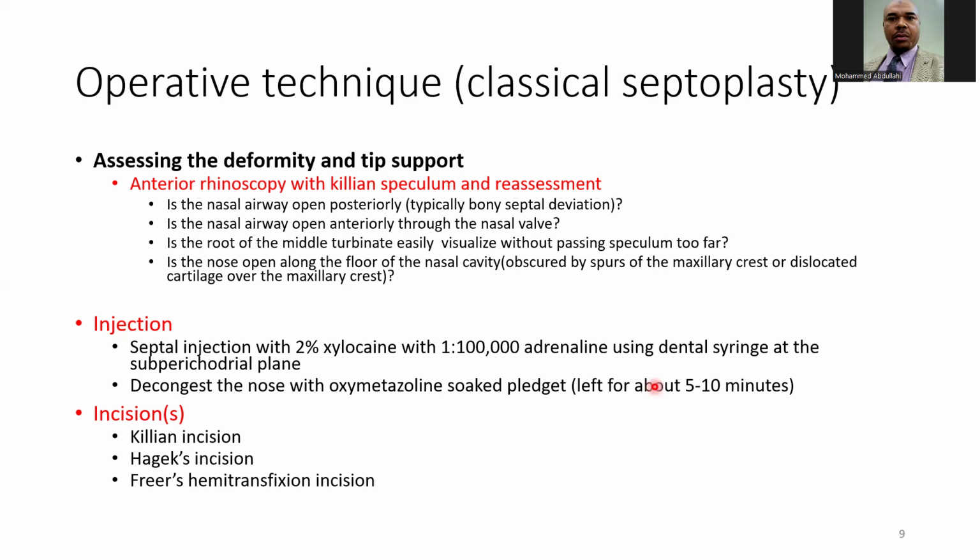Hemitransfixion incision is usually done at the mucocutaneous junction of the nasal cavity. The more commonly used incision is the Freer's hemitransfixion incision, which is usually done along the caudal border of the nasal septum. It can be partial, full, or extended incision. That is when the incision is extended along the floor of the nasal cavity to address septal spur.